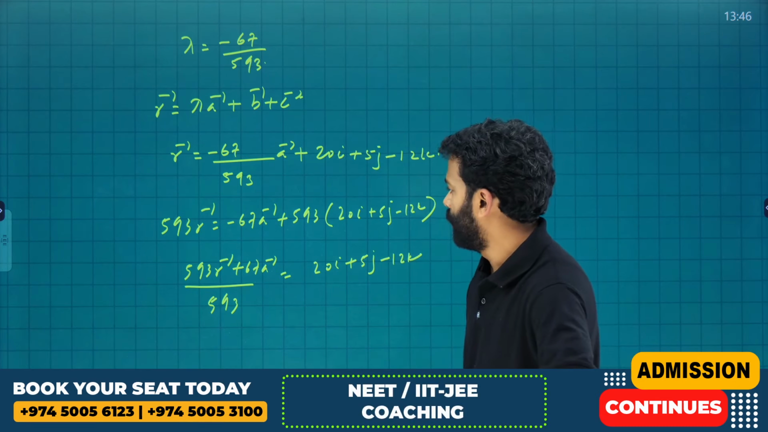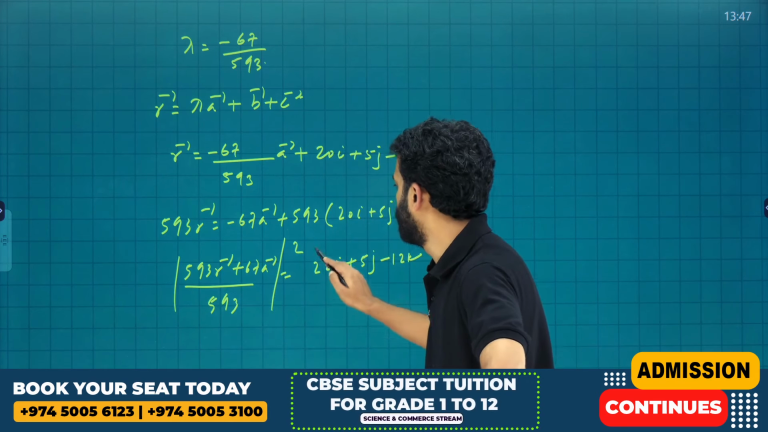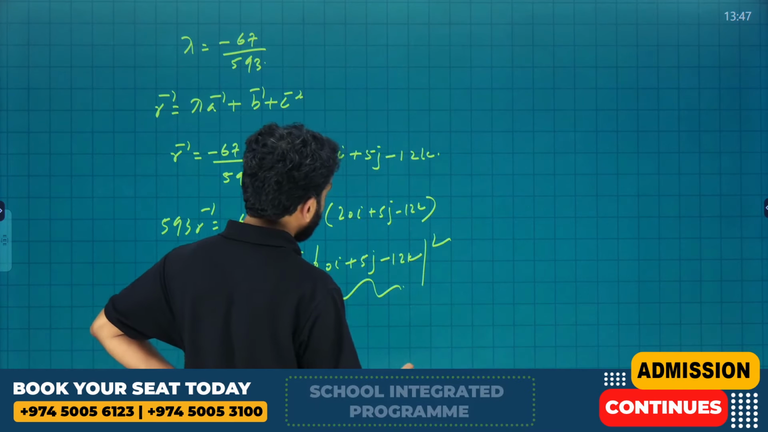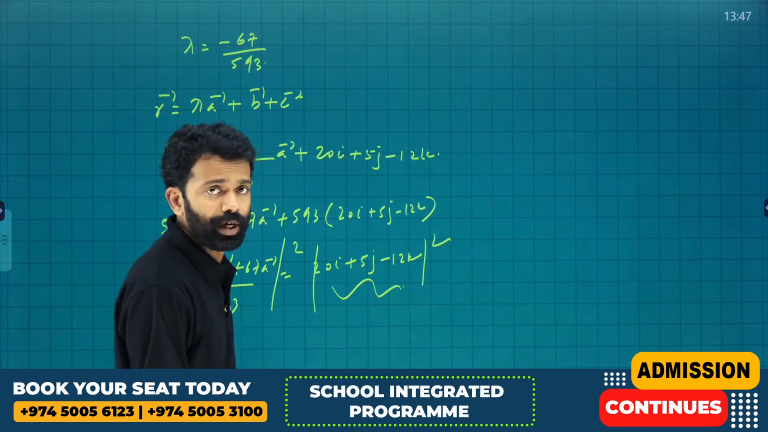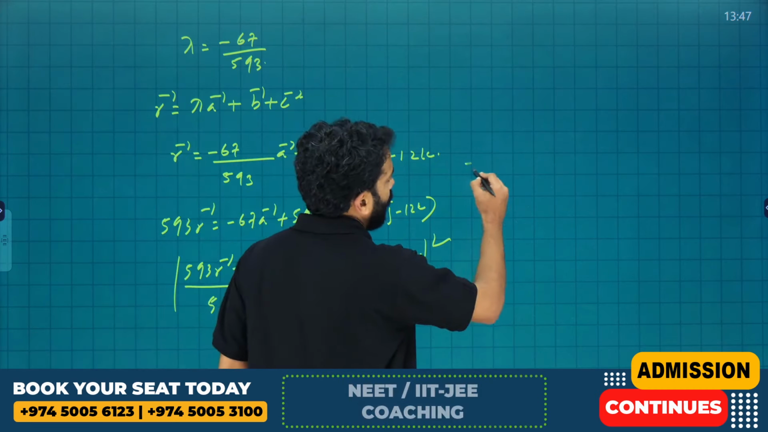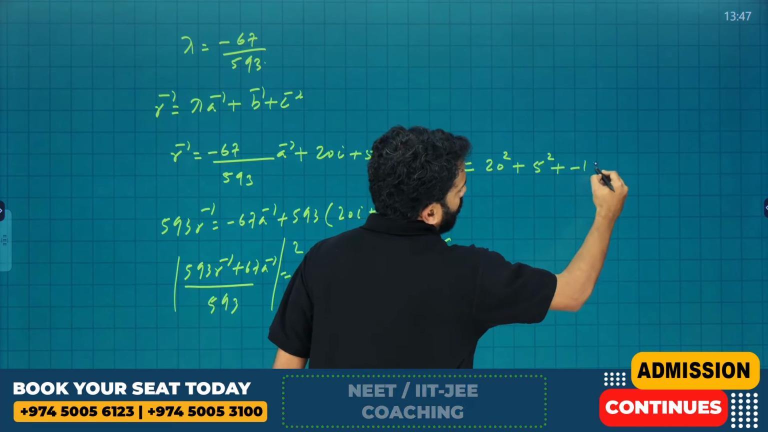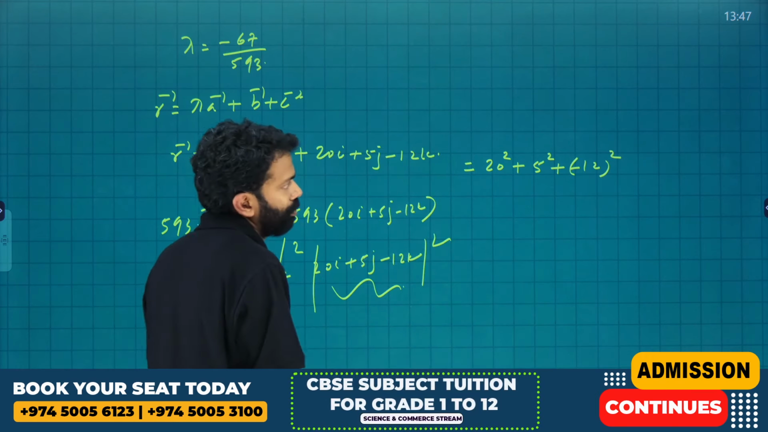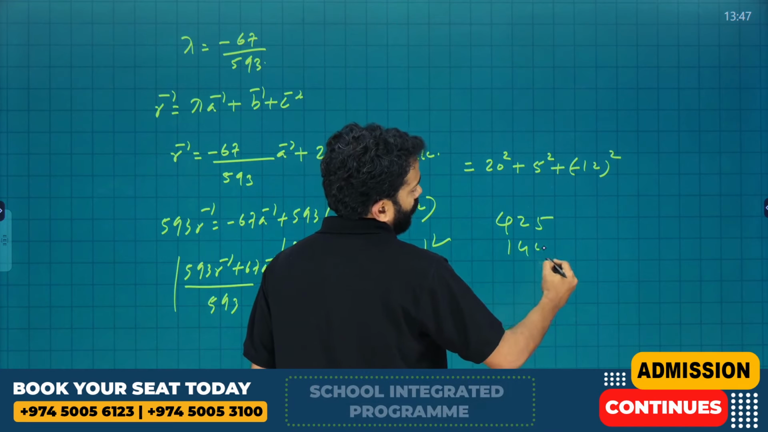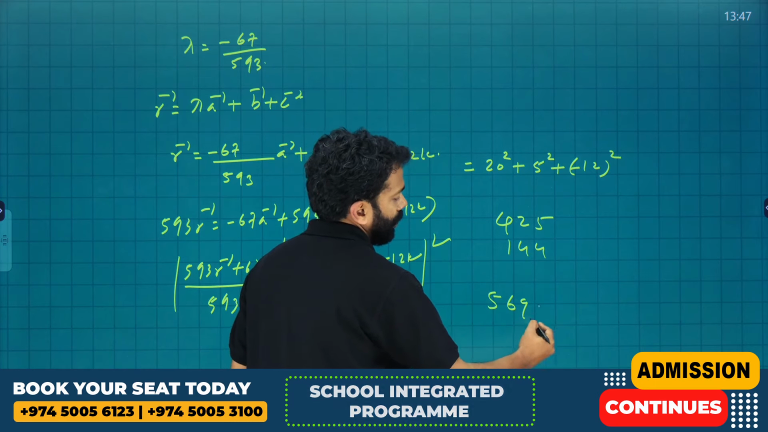Take magnitude on both sides and square it. That is, the square of this will be the magnitude squared of this. What is the magnitude of this one? That is root of 20 square plus 5 square plus minus 12 square. If you square it, the root will get cancelled. Therefore, the final result will be 20 square plus 5 square plus minus 12 the whole square. That is 400 plus 25 is 425, and 425 plus 144, that is 569. That is 569 is our final answer.